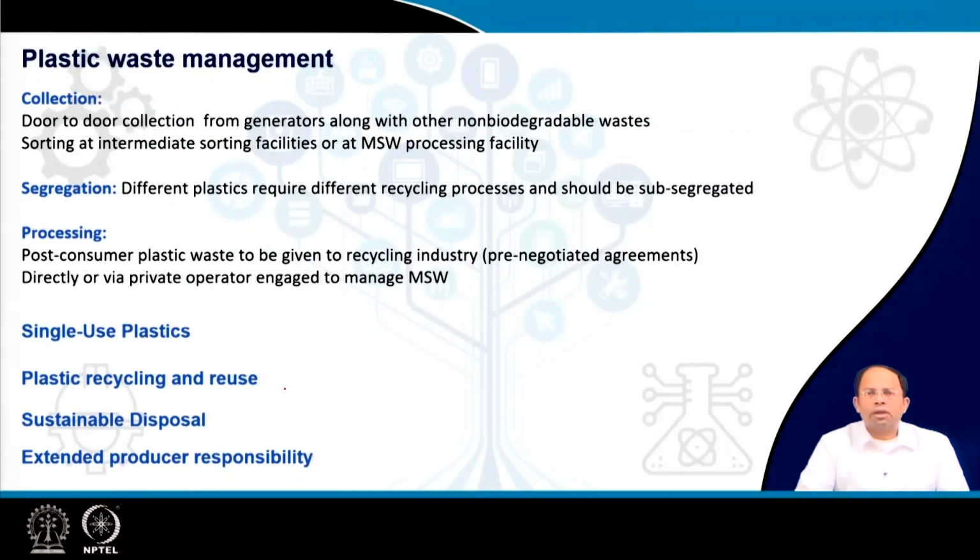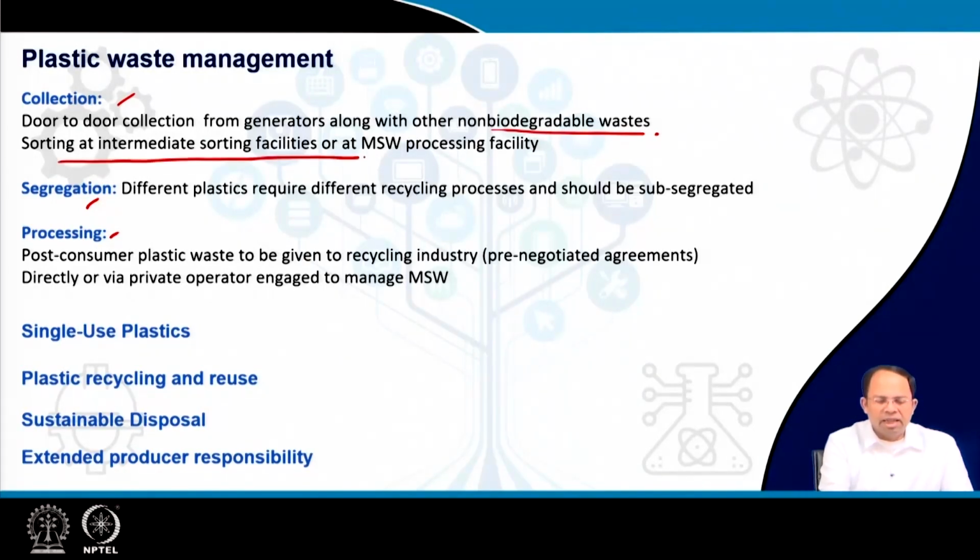Now, overall, when we talk about plastic waste management, there are three parts, of course: collection, segregation, and finally processing. When we talk about collection, it is door-to-door collection from generators along with other non-biodegradable waste. And then sorting should be done at intermediate sorting facilities or at the MSW processing facility. This we have learnt earlier as well.